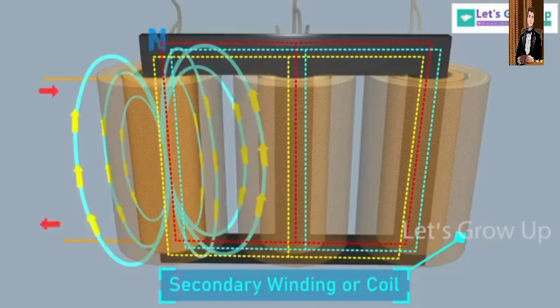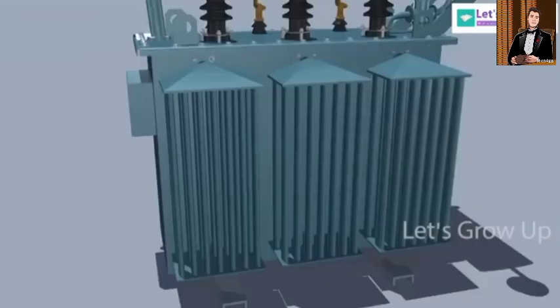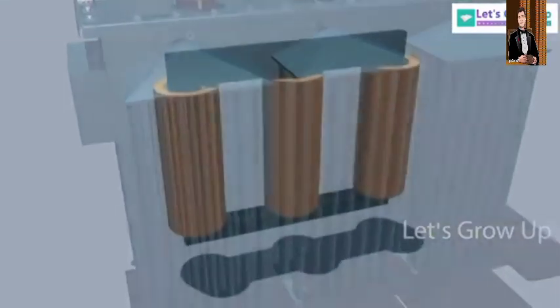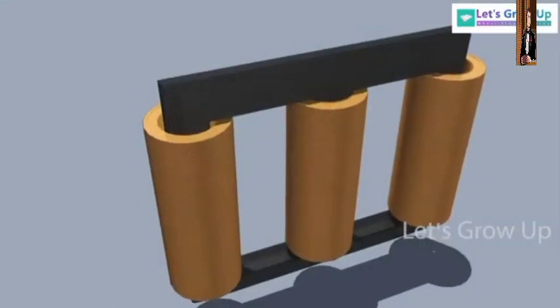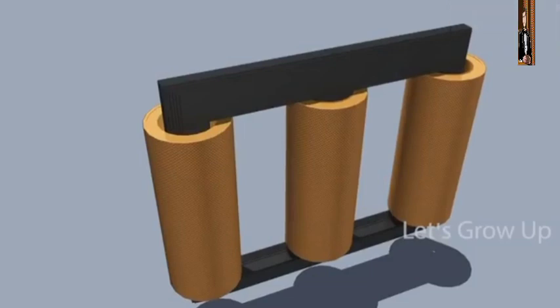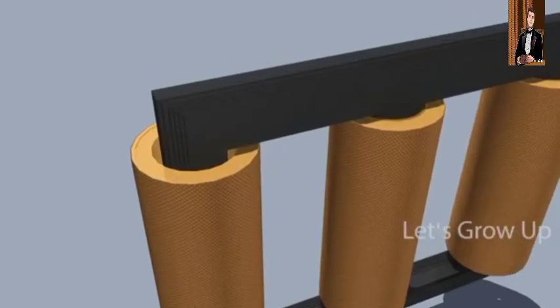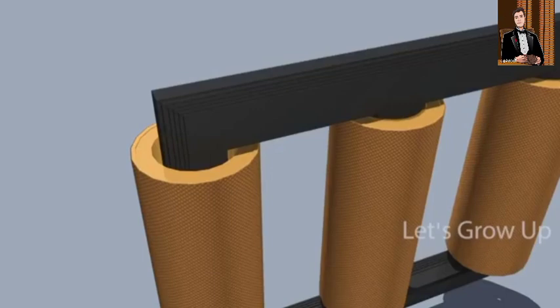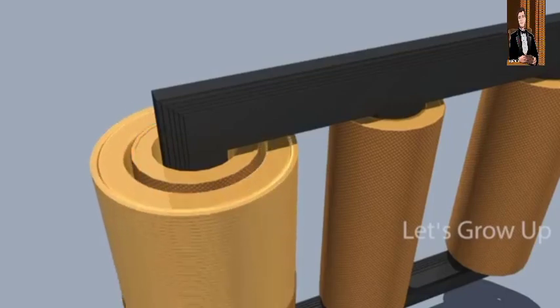If the circuit of this secondary winding is closed, then a current will flow through it. This is the basic working principle of a transformer. The winding which receives electrical power from the source is known as the primary winding. The winding which gives the desired output voltage, due to mutual induction, is commonly known as the secondary winding.